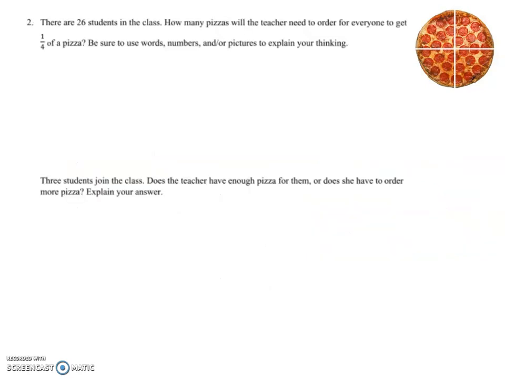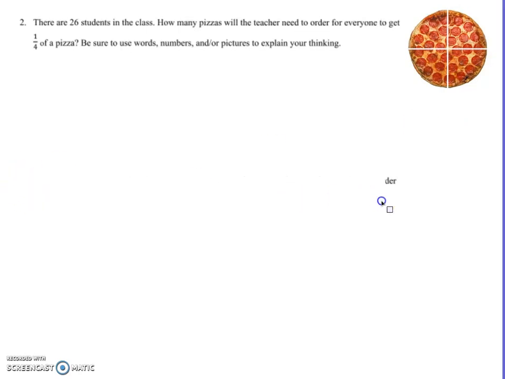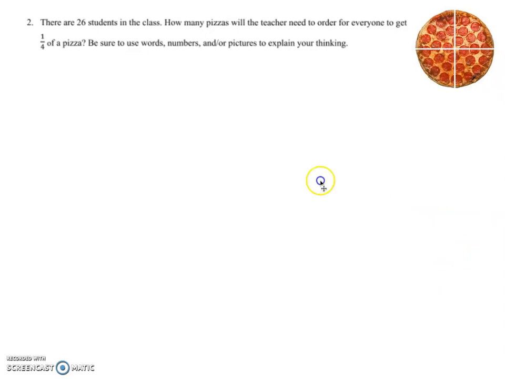Okay, so let's move on to the next one. Okay, so question number 2 says, well, there are 26 students in the class. How many pizzas will the teacher need to order for everyone to get 1/4 of a pizza? And we need to use words, numbers, and or pictures to explain our thinking. Okay, so I'm actually going to cover up this next question right now because I don't want to have to worry about that right now.